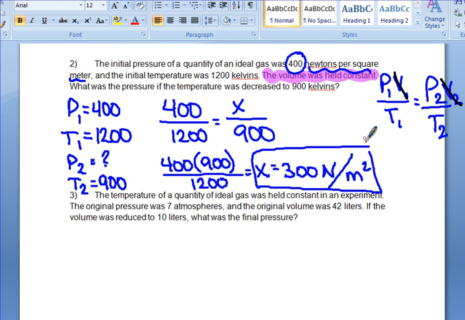Using the ideal gas law formula, go ahead and do example 3 on your own, and we will check it in class.